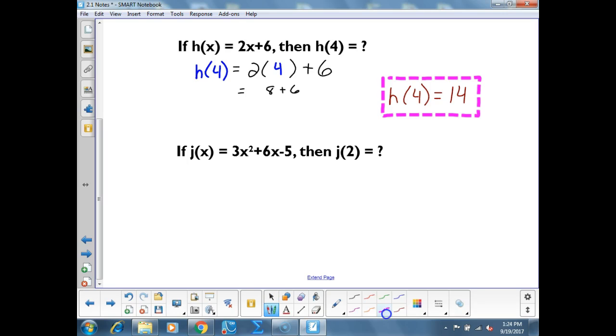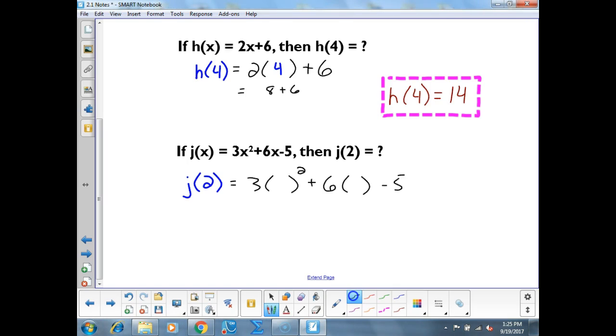Then down here, I would say that j of 2 is going to be equal to 3 times 2 squared plus 6 times 2 minus 5. 2 squared is 4. 4 times 3 is 12. 6 times 2 is 12. 12 plus 12 is 24. Minus 5 is 19. So I would say then that j of 2 is 19.